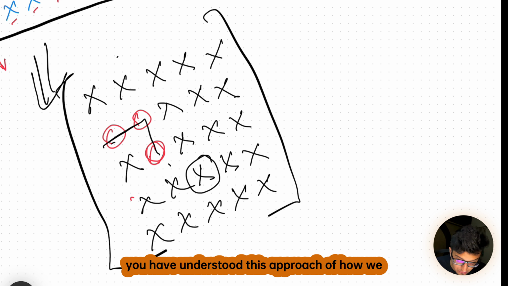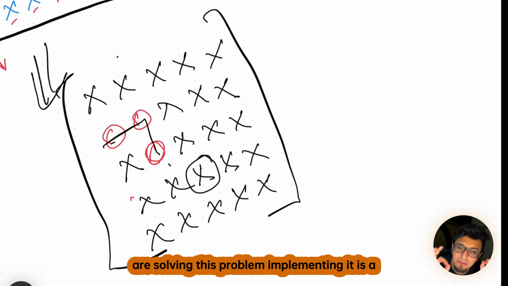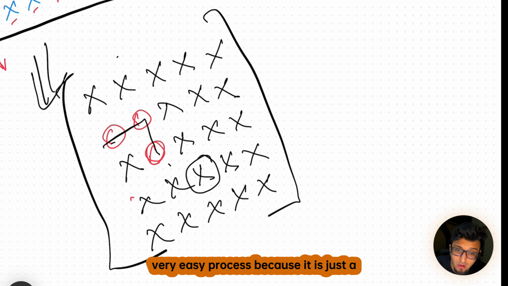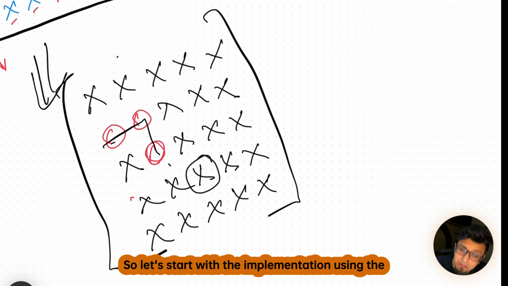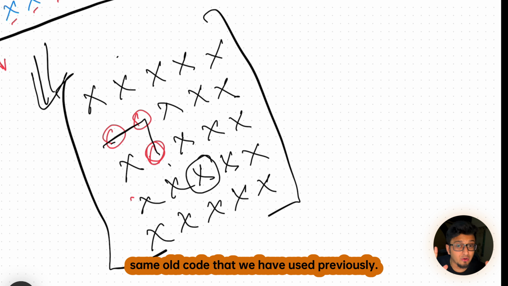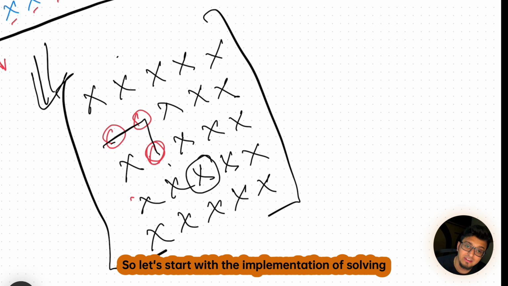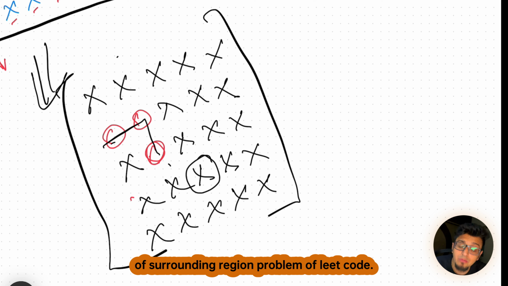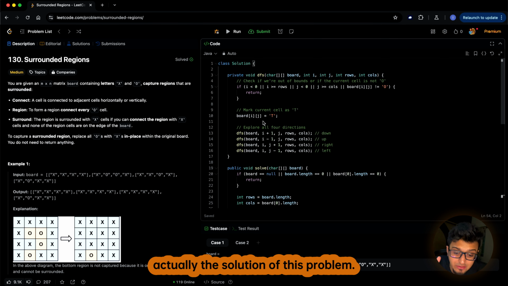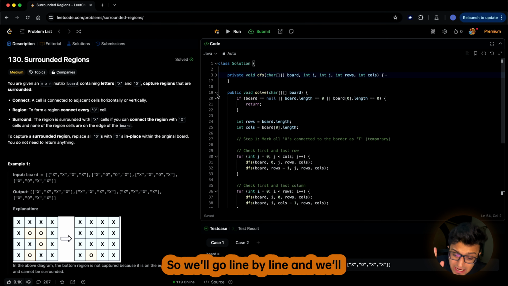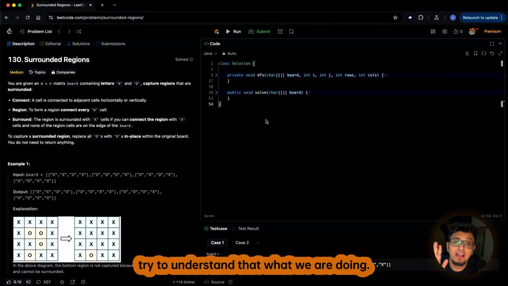And believe me, if you have understood this approach of how we are solving this problem, implementing it is a very easy process because it is just a few lines of code and a few logic that you have to understand. So let's start with the implementation using the same old code that we have used previously. So let's start with the implementation of solving the surrounded regions problem of LeetCode. So here if you look carefully, this is actually the solution of this problem. So we'll go line by line and we'll try to understand what we are doing.